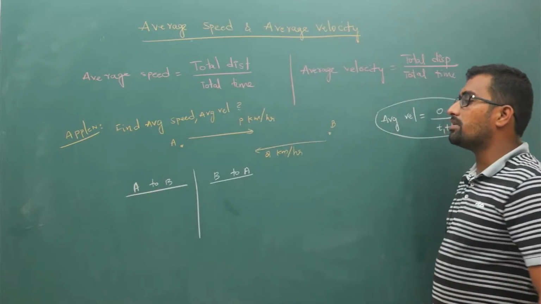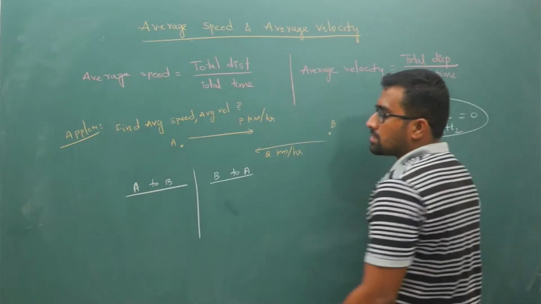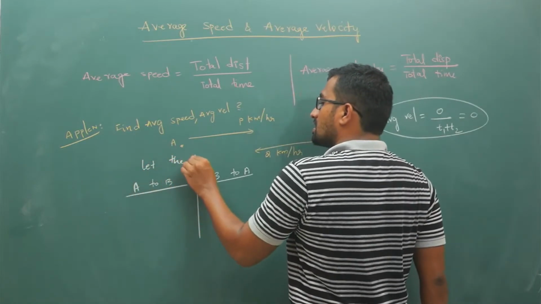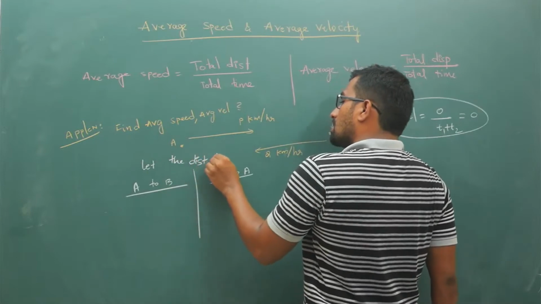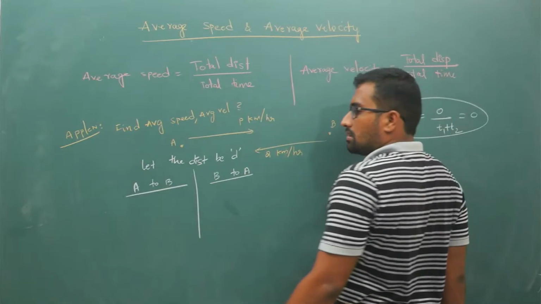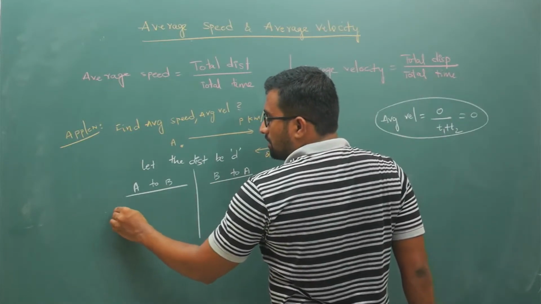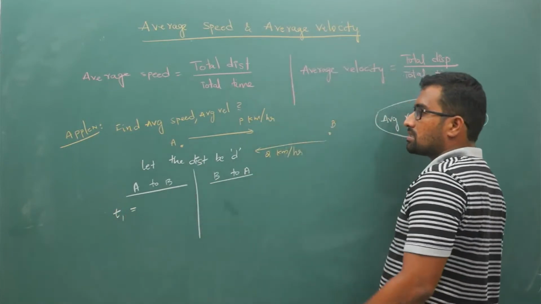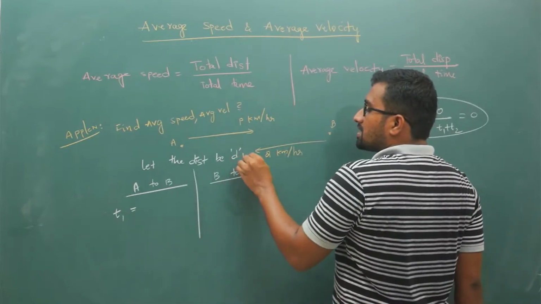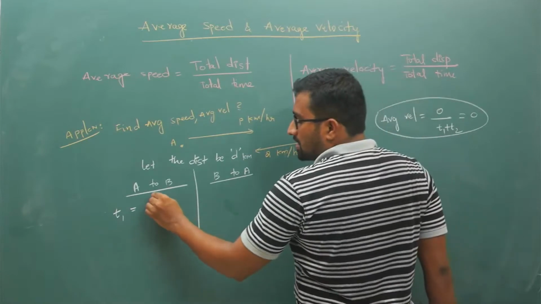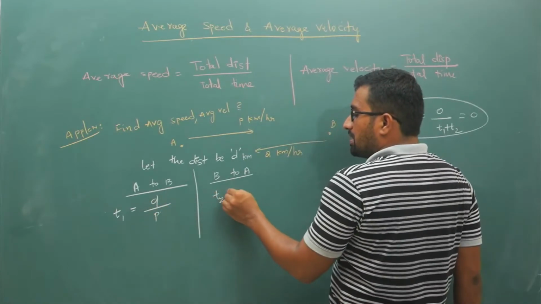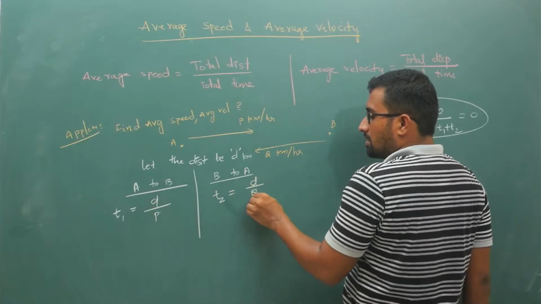Now when the body is coming from A to B, let the distance be d. Since it is going with constant speed, time equals distance by speed. I am assuming the speed is p kilometers per hour, so the time from A to B is d by p. The time from B to A is d by q.